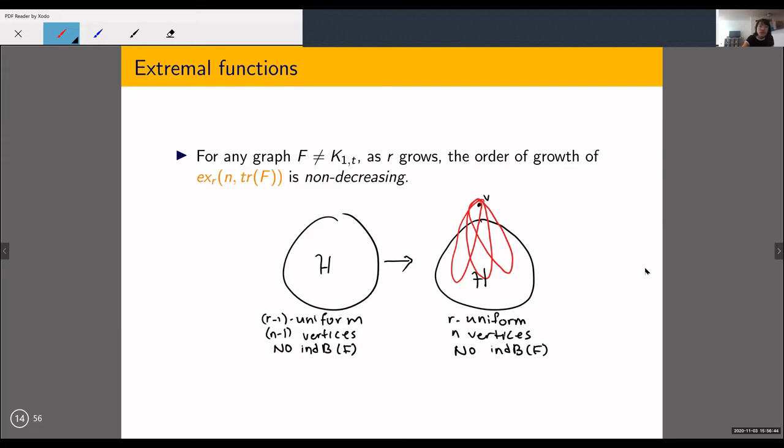Okay, so in the special case, or I guess the general case, what we have now is a lower bound for this Turán number in terms of the Turán number for (r minus 1)-uniform. So this function, as a function of r, should be non-decreasing if we only care about the order of growth.